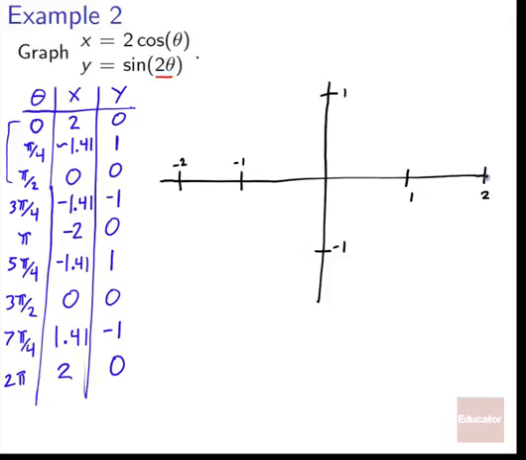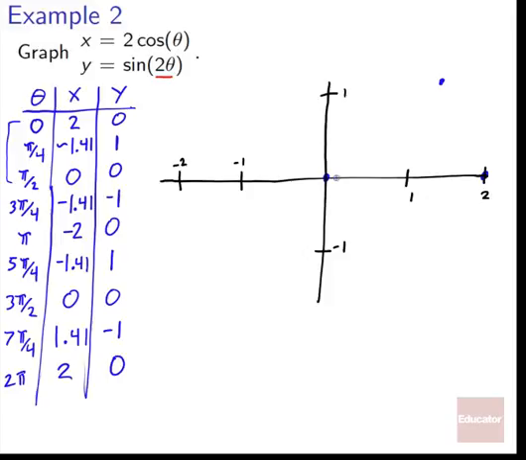So the first theta equals 0, we have x at 2 and y at 0. At pi over 4, we have x at around 1.41, so a little bit under halfway to the 1, and then at a height of 1. And then at theta equals pi over 2, we've managed to get to 0, 0.